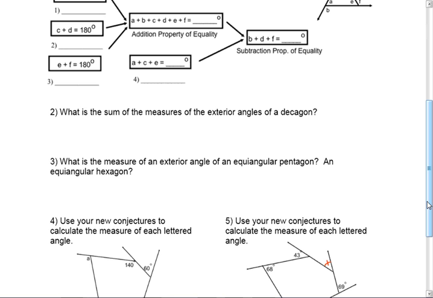Number 2, what's the sum of the measures of the exterior angles of a decagon? That's easy, it's 360. The sum of the measures of all the exterior angles in any polygon is 360. That's what we did yesterday. That's why this is up here on the board.